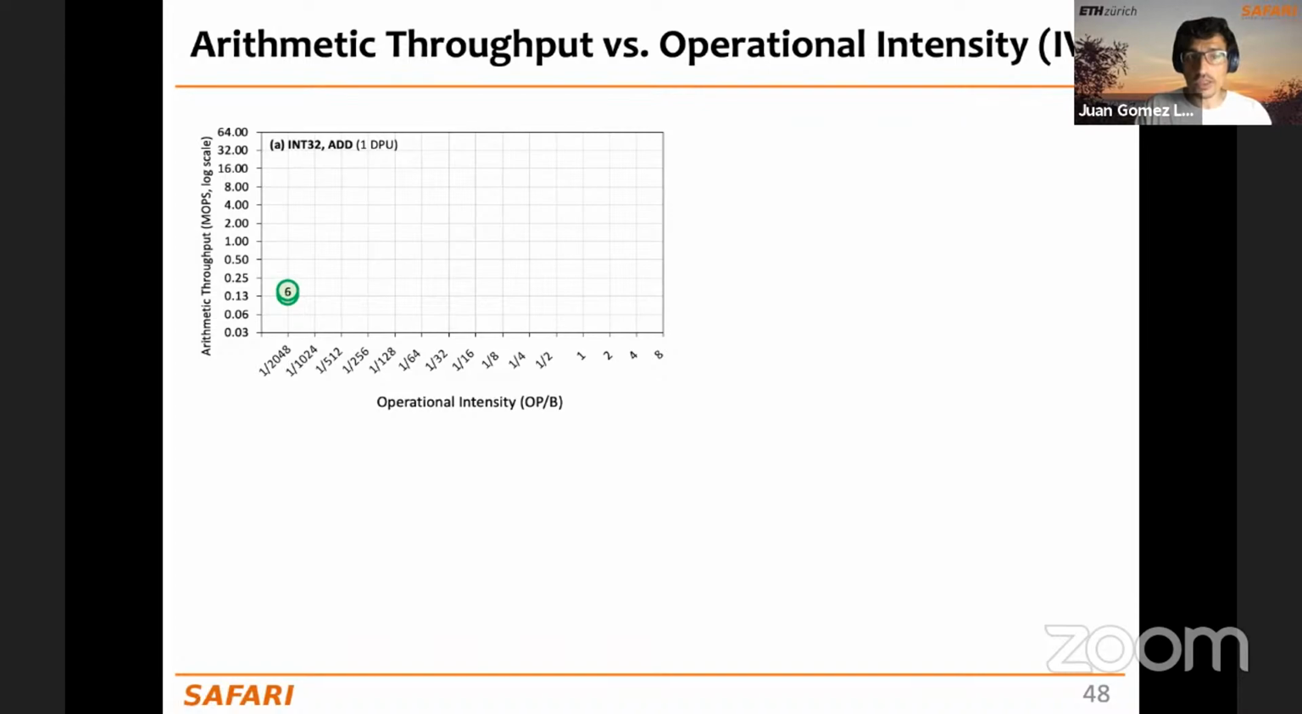And as you can see, for a higher number of tasklets, the arithmetic throughput does not change. So we can say that for this low operational intensity, the throughput saturates at only 2 tasklets. And we see that this is more or less the trend as we increase the operational intensity until this point, 1/64, right?